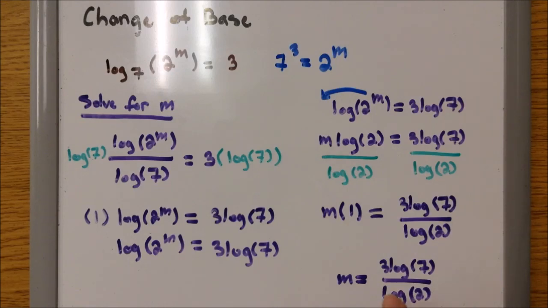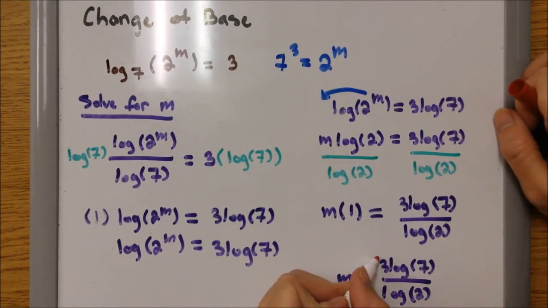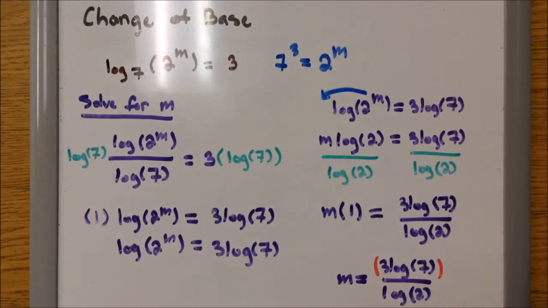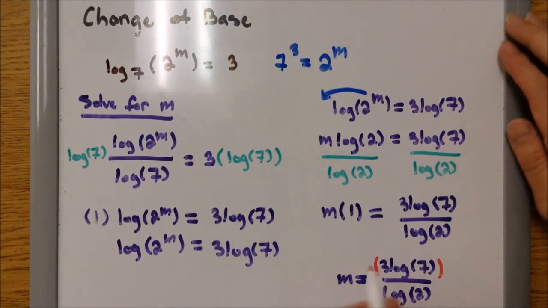You're going to type in 3 log 7. Now keep in mind, I have a 3 log 7. So if I were to type this in the calculator, I would put parentheses on it. So parenthesis 3 log 7 close parenthesis. Now keep in mind I have two sets of parentheses. And then I divide by log 2. So this is our answer.